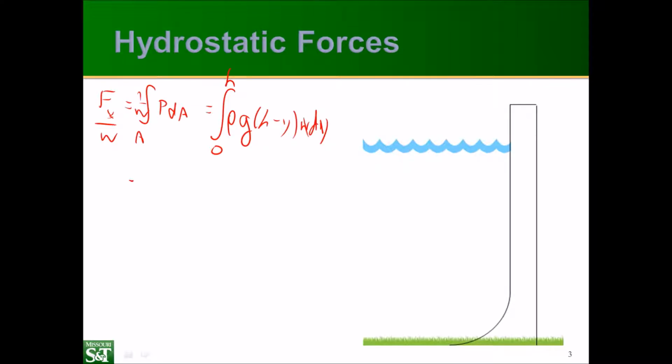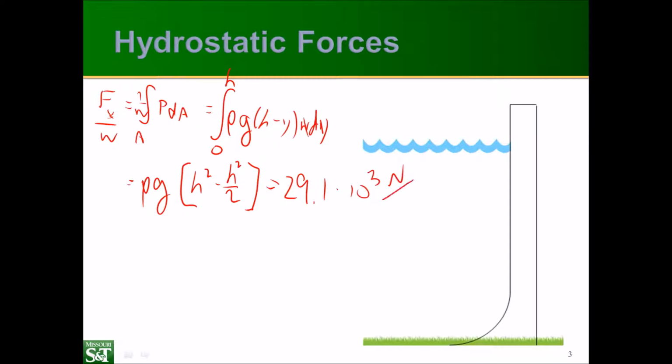And when we do that, we get rho g times h squared minus h squared over 2, which of course is rho g h squared over 2, and this is going to give us a value of 29.1 times 10 to the third newtons per meter depth. We can do the same thing with the force in the y direction. We use the weight of the supported fluid plus the atmospheric pressure.